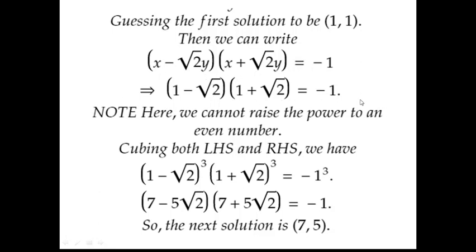Here you cannot raise the power to an even number. That is, if you raise minus 1 to a square, the minus will turn out to be 1, and so this equation would become invalid. So you can cube it, then that equation would be minus 1. On cubing 1 minus root 2, you get 7 minus 5 root 2. So the next solution would be (7, 5) from the previous logic.